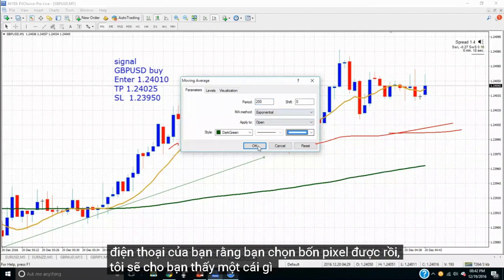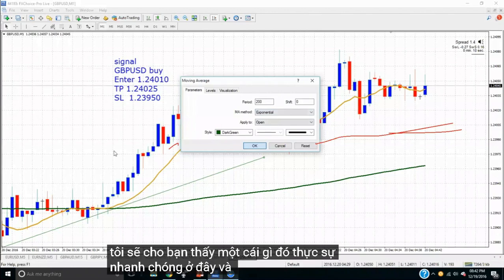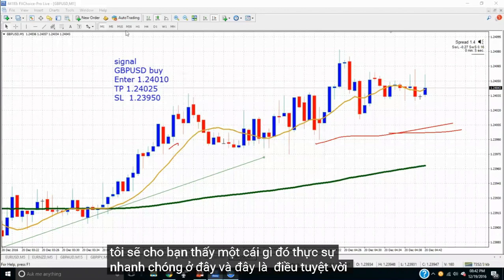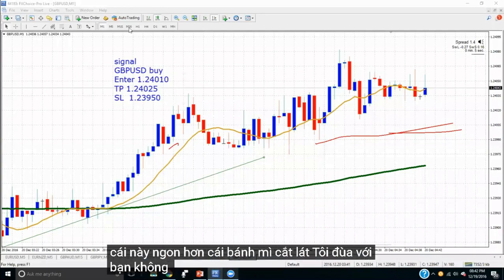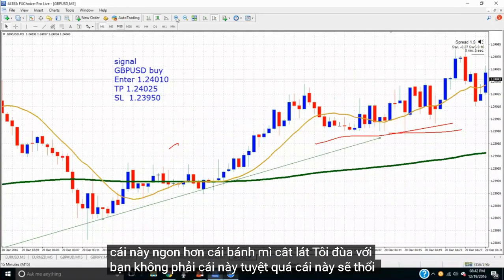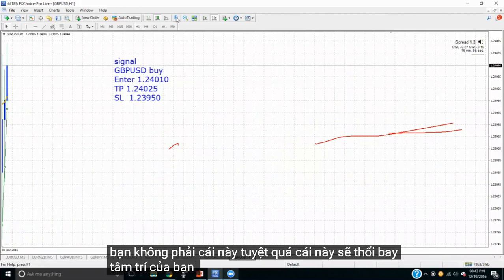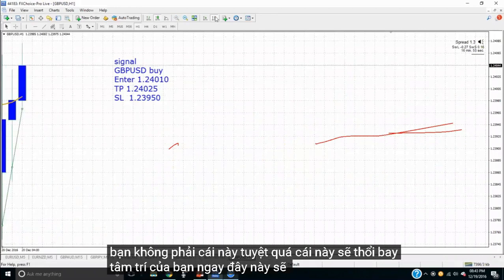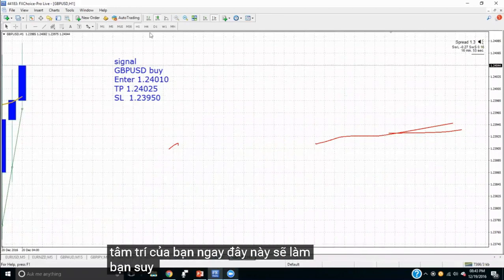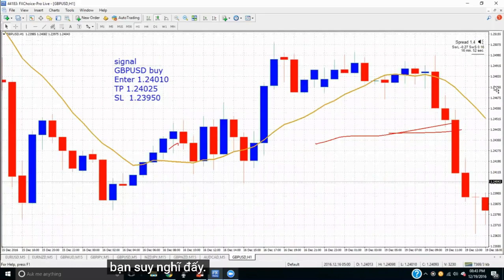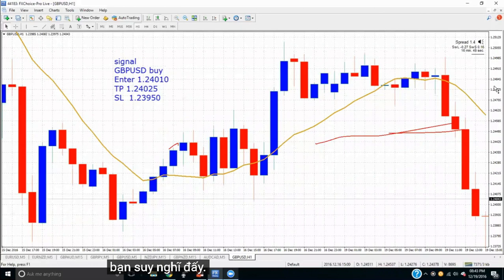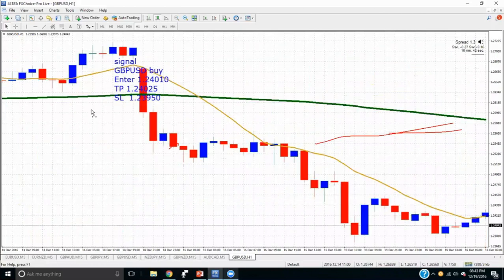Okay, I'm going to show you something really quick here. And this is the coolest thing. This is better than sliced bread. I kid you not. This is so cool. This will blow your mind. Right here. This is going to blow your mind. I absolutely love it. This opened my eyes. Oh my gosh, did this open my eyes right here to trading.